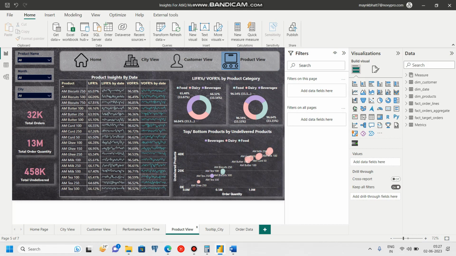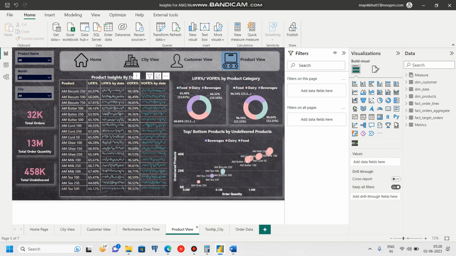Again, here I have this matrix that is product insights by day. I have all the products, their line fill rate percentage. Then this is a spark line trending on a daily basis, showing how the LIFR percent is changing on a daily basis. Then we have VOFR, and same we have a spark line for VOFR percentage. Here the product is divided category wise, and this shows the LIFR percent for the product, and this shows the VOFR percentages for the product divided category wise.